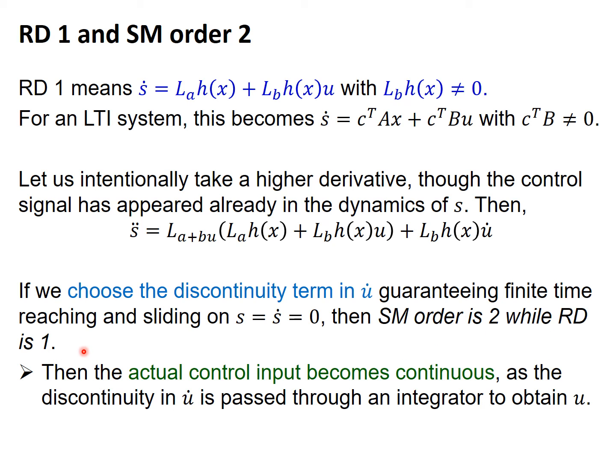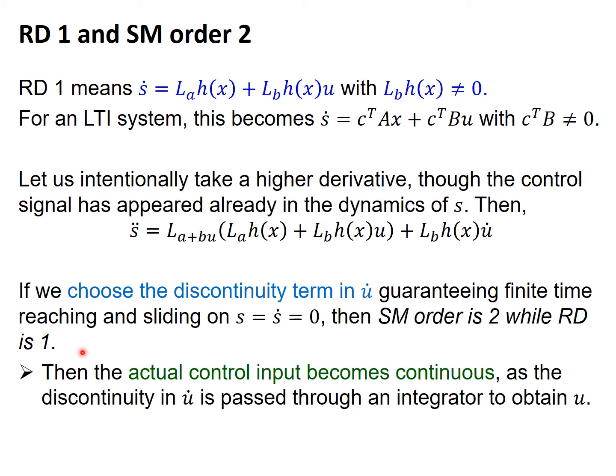So you understand by the definition how we have made an RD1 output having a sliding mode order of 2. This can be done.